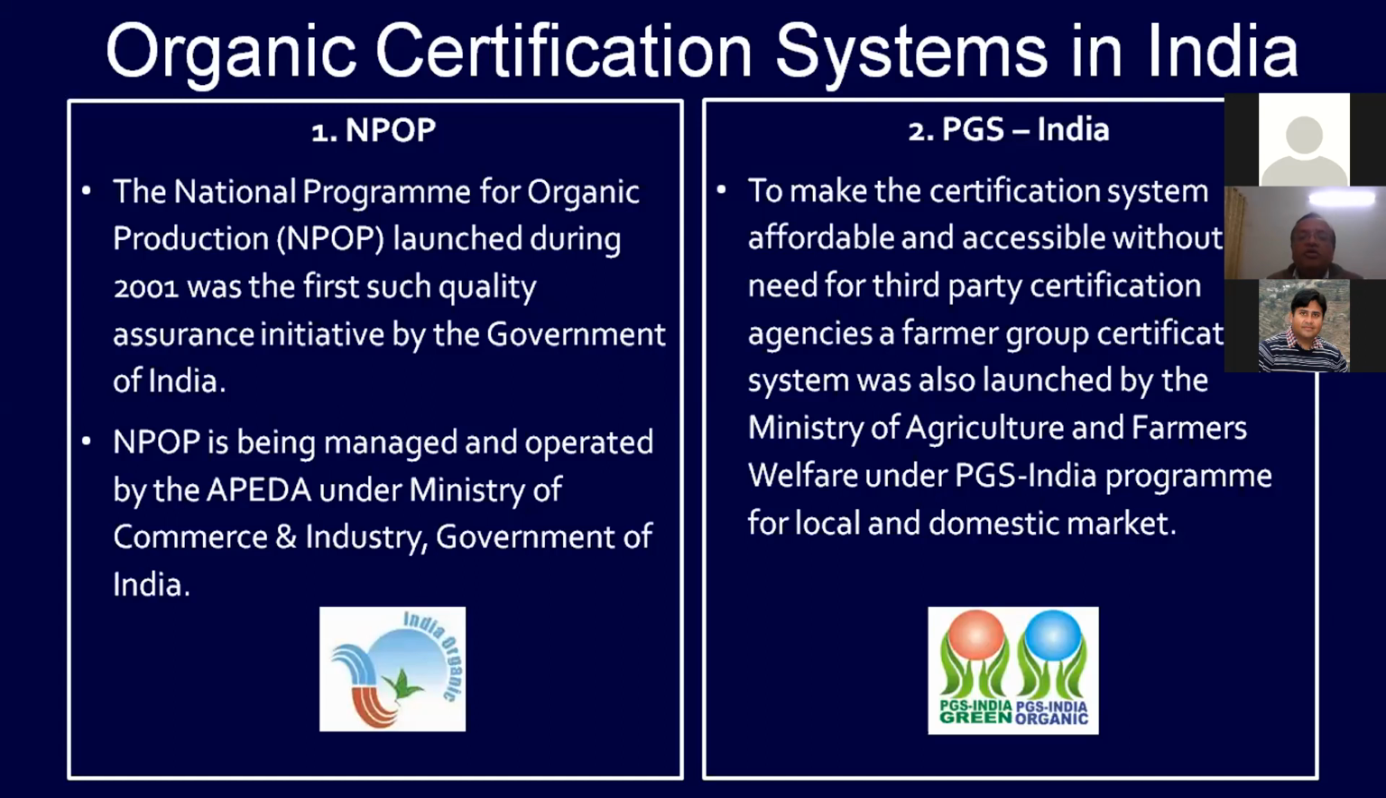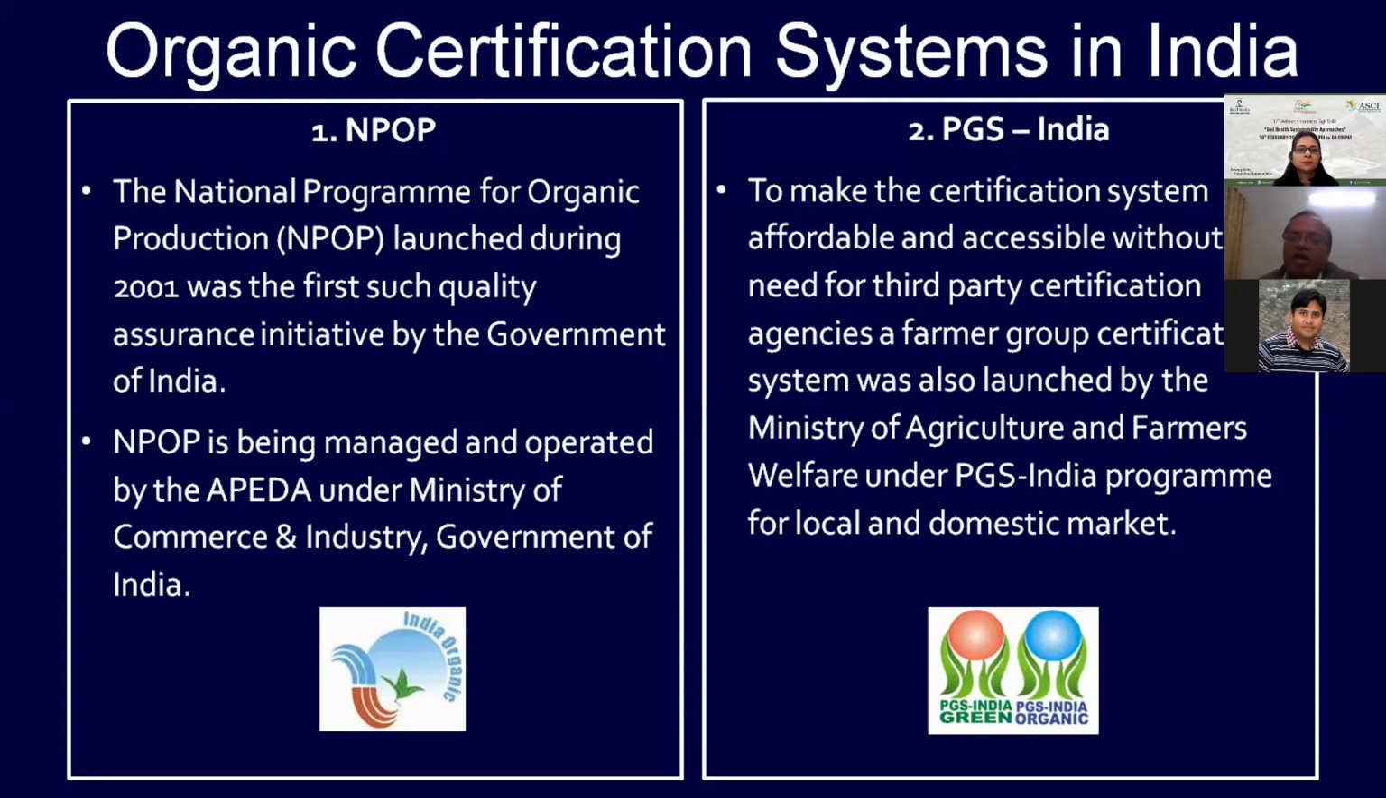See, in India, there are two systems of organic certification. One is NPOP, which is called third-party certification. It is a slightly costly certification system, but it has its own advantage. The produce certified under the third-party certification system can be exported to other countries.